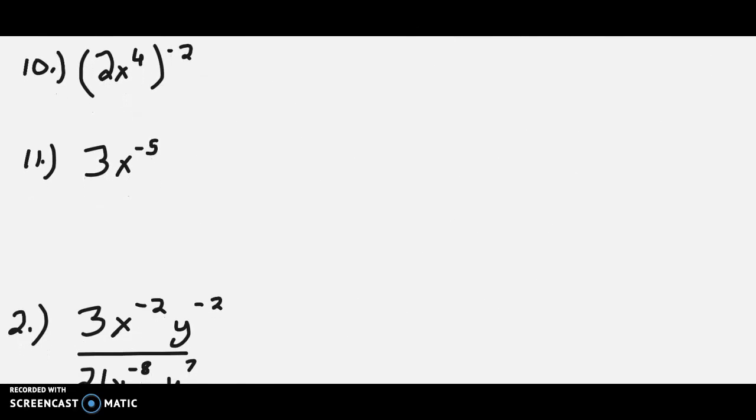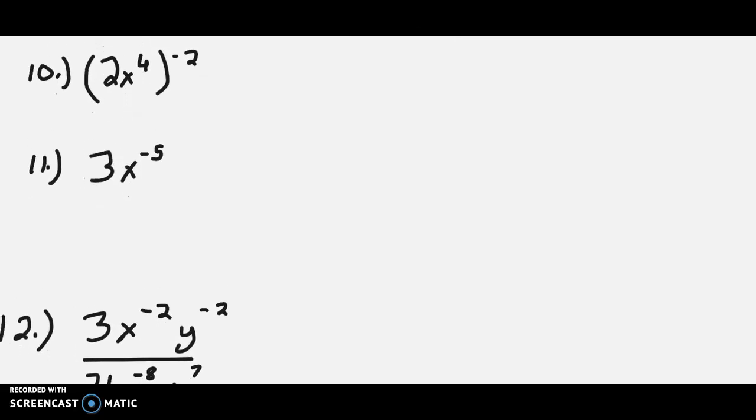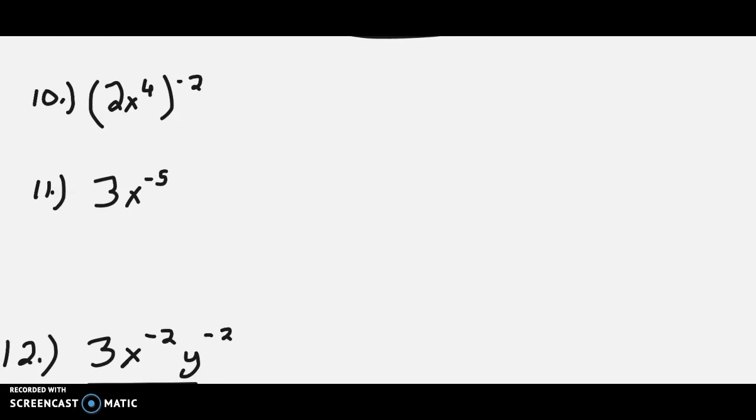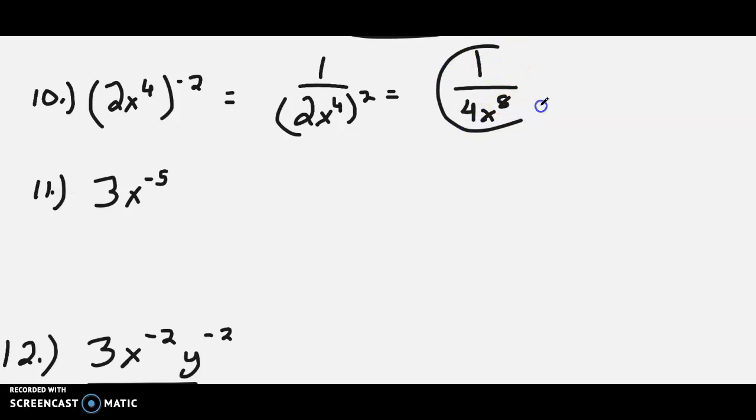Now let's see if we can fit all this in. And I'll move it up here. All right, let's focus on 10 and 11 here. All right, let's turn that -2 exponent into a +2. So put it under 1, 2x to the 4th still, and it is now being raised to the +2 power. All right, 2 squared is 4, x to the 4th squared becomes x to the 8th. Final answer, 1 over 4x to the 8th.